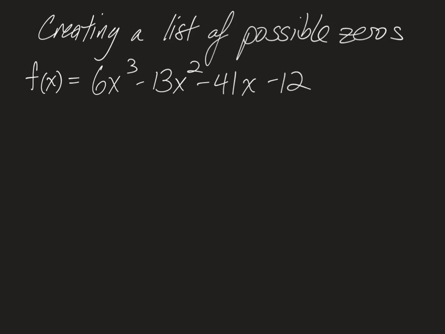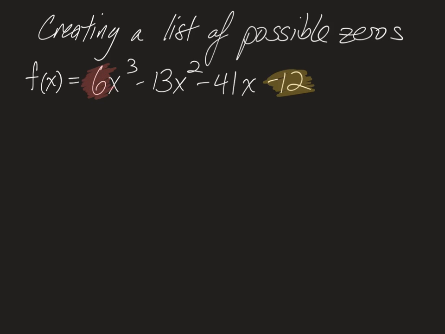All right, creating a list of possible zeros, I mentioned on the last slide, makes way more sense if you see it in context of an actual function and you can see what's going on. So we have this function, f of x equals 6x cubed minus 13x squared minus 41x to the first minus 12. And essentially what the Rational Zero Theorem tells you is you will take the factors of the constant here, and you will divide every factor of the constant term by every factor of the leading coefficient.